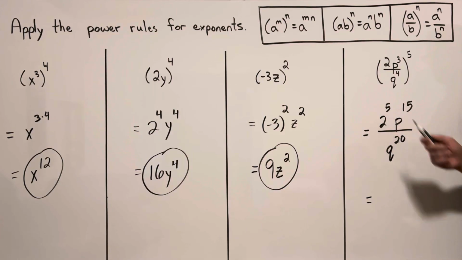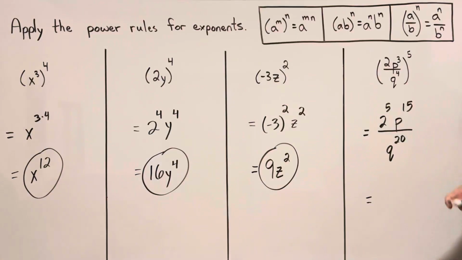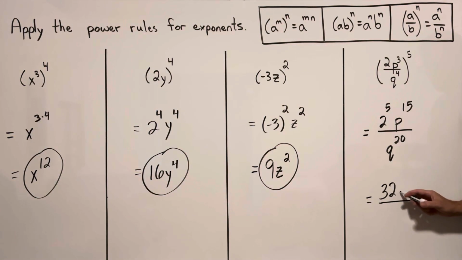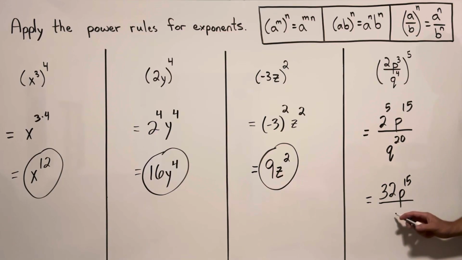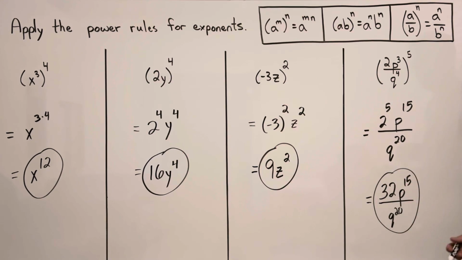And we can simplify this to the 5th. That's 2 times 2 times 2 times 2 times 2. That's 32. So this is going to be 32 p to the 15th over q to the 20th power. There you go.